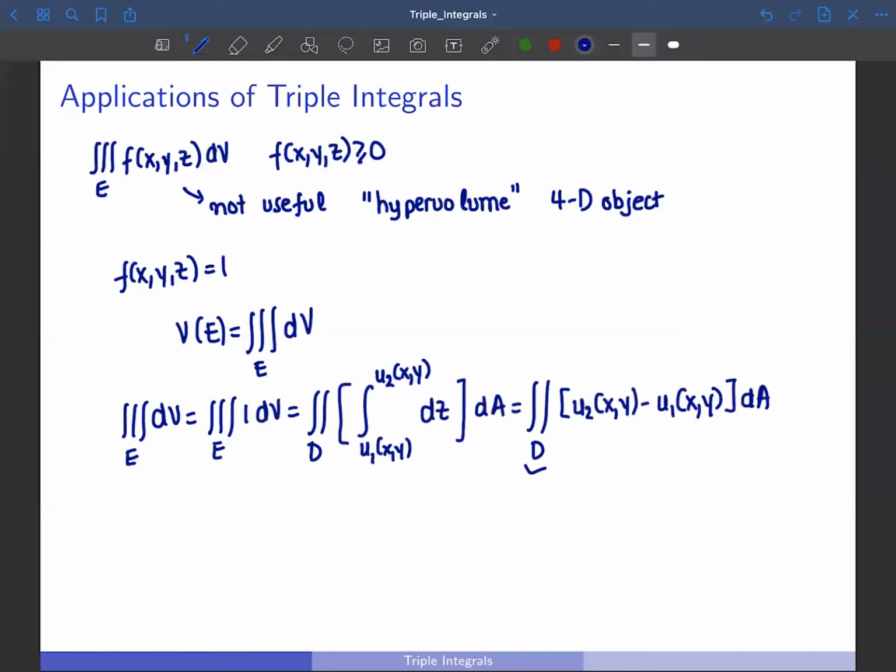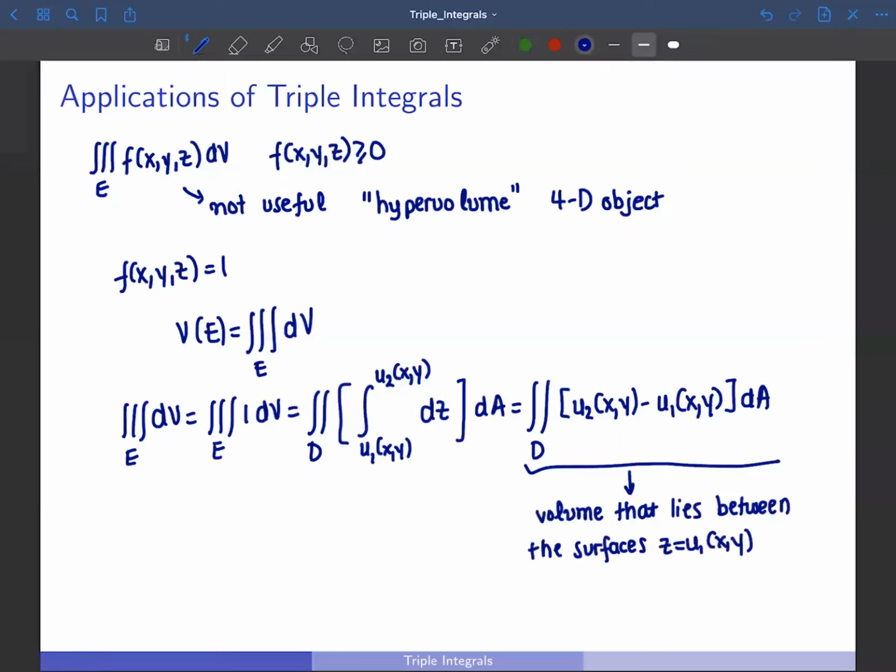And this represents the volume. This double integral represents the volume that lies between the surfaces z equals u1 of x comma y and z equals u2 of x comma y.